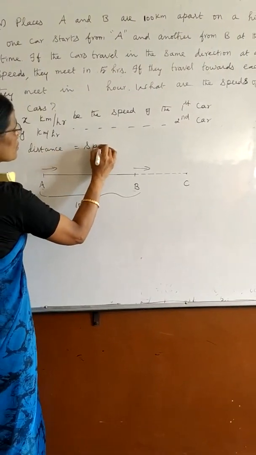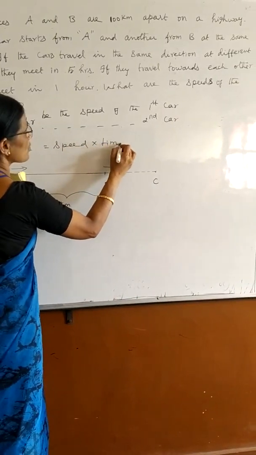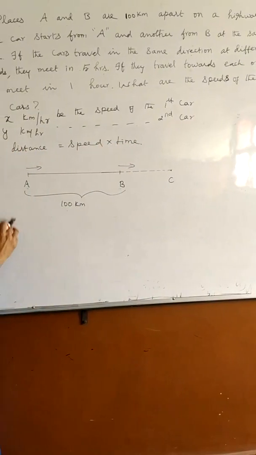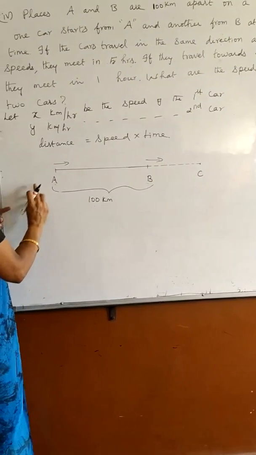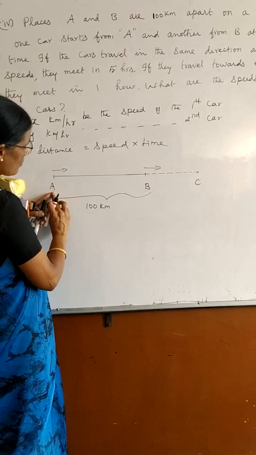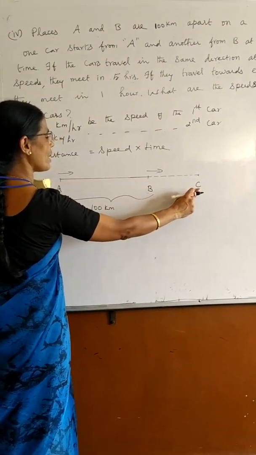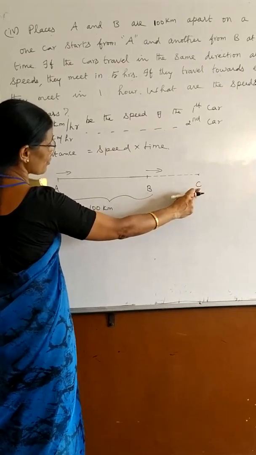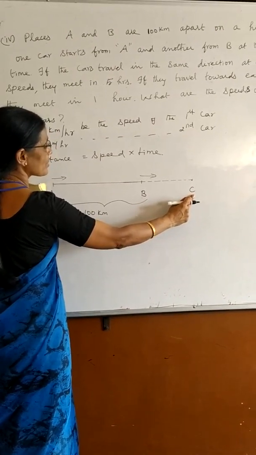Distance is equal to speed into time, this is studied in science. First I am going to calculate the distance covered by the first car. The first car starts at A and reaches which point? At the point C to meet the second car. So what is the distance travelled by the first car? It is AC. What is the distance travelled by the second car?